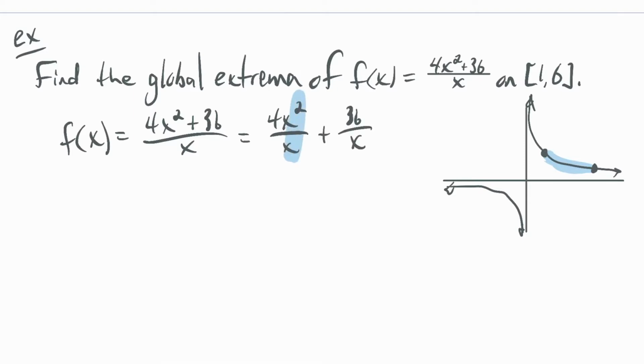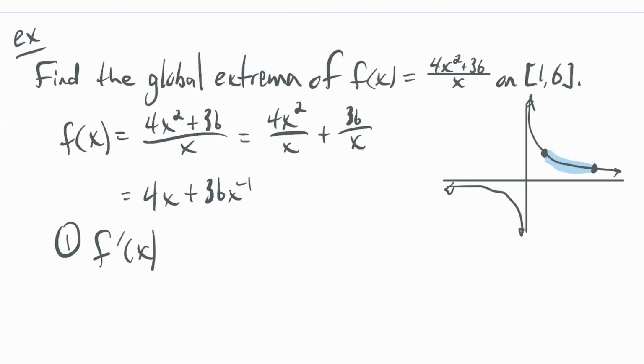And of course, this will reduce. 4x squared over x is just 4x. And this one I can write using an exponent rather than fractions. So this is 4x plus 36 times x to the negative 1 power. Okay. Then I can find the derivative of this. That's step 1 in finding critical numbers. So f prime of x equals 4 minus 36x to the negative 2 power.